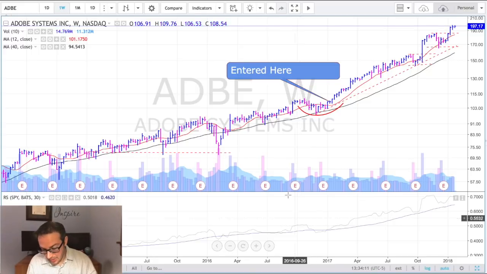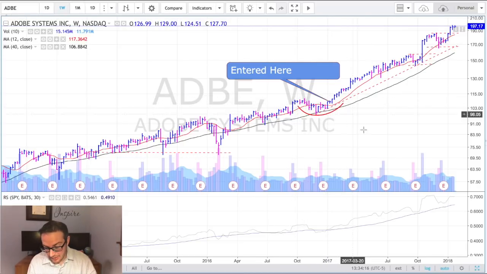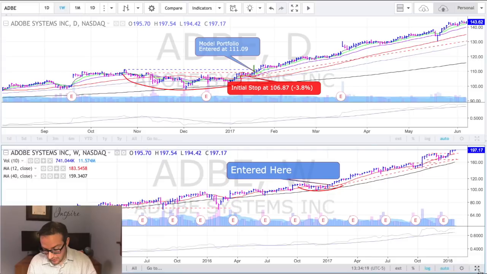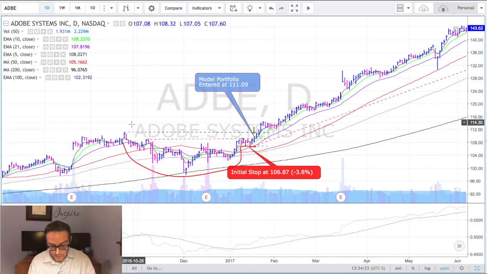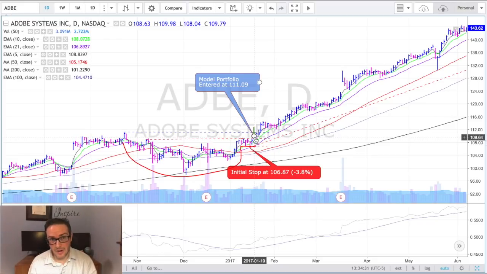Now, it formed this base here. This is a cup, and when we look at the daily chart, it's a lot easier to see that it's actually a cup with handle. And we ended up buying right on the breakout of the handle. So that's really the classic pivot breakout of a stock.